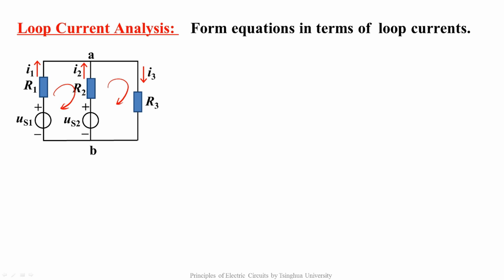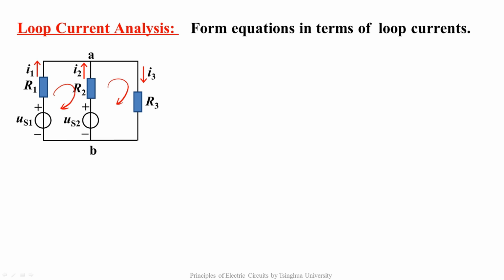Here, one point needs to be emphasized. That is, the loop current doesn't exist in the real circuit. It is a variable that we assumed just for the circuit analysis. It is different from the node voltage. The node voltage actually exists in the circuit, and we can measure it with a voltmeter. While there is no such variable as the loop current in the circuit. What we can measure are the branch voltages, the node voltages, and the branch currents only.